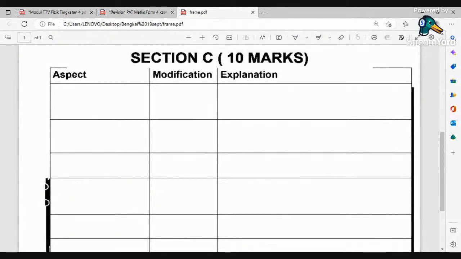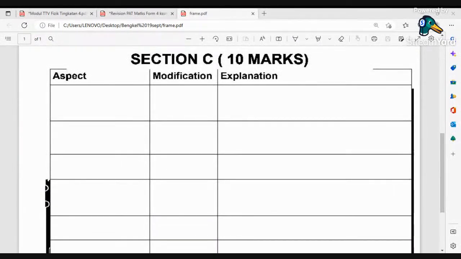Okay, I want to use this one. Ya, hi Wong Sen Chen. Dan cikgu tak nampak you.